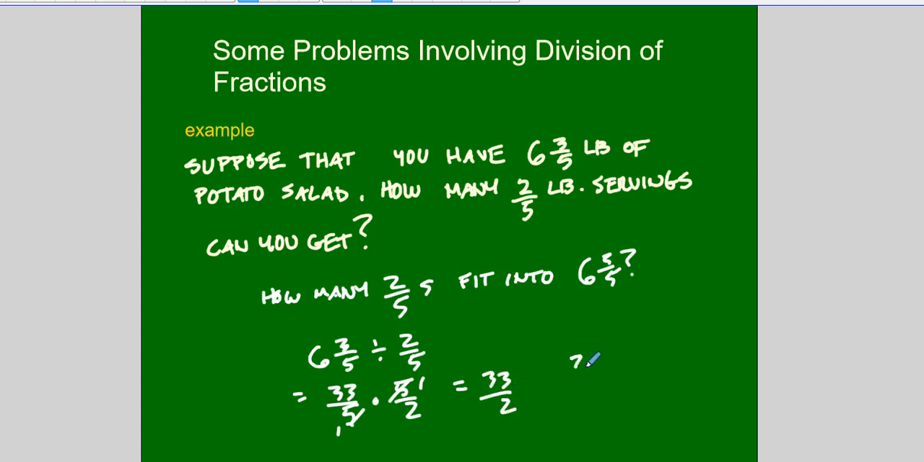But let's write that as a mixed number. 2 goes into 33. Well, 2 goes into 3 once. 1 times 2 is 2. Subtract, bring down the 3. 2 goes into 13 6 times. 6 times 2 is 12. Subtract, you get 1. So it is going to be 16 1/2 servings.